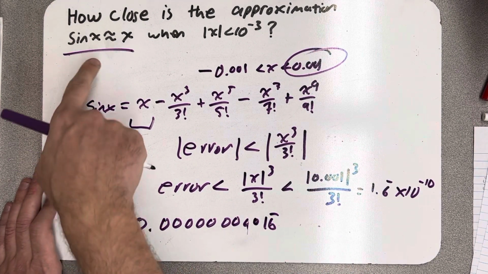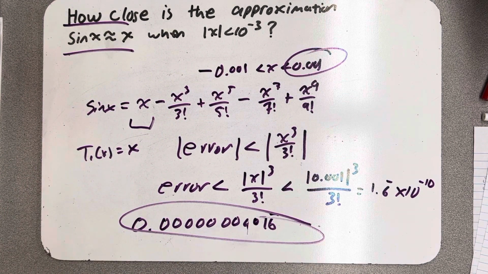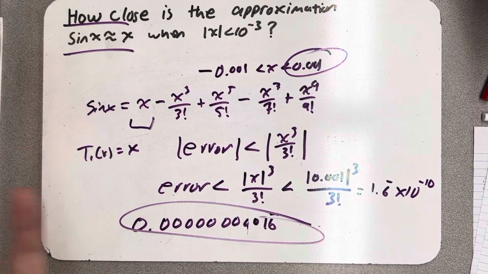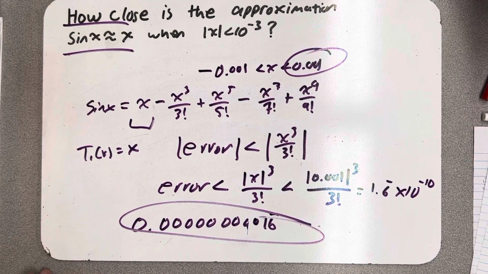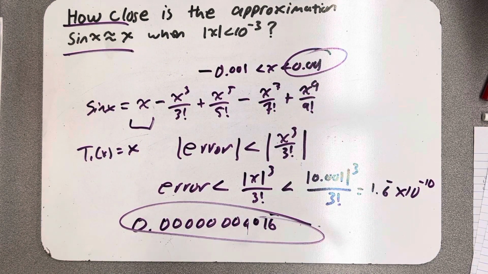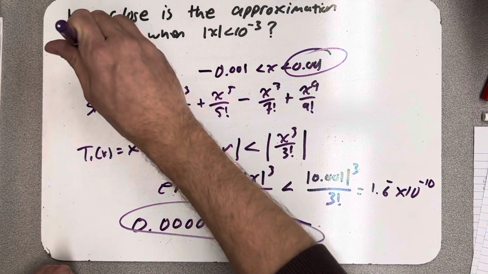So let's see, how close? Well, this close. Actually, better than that. That's an upper bound. But our error is smaller than that. We are really, really close, which tells me for small values of x, x's that are less than 1/1000th away from the origin, this approximation is actually very good.